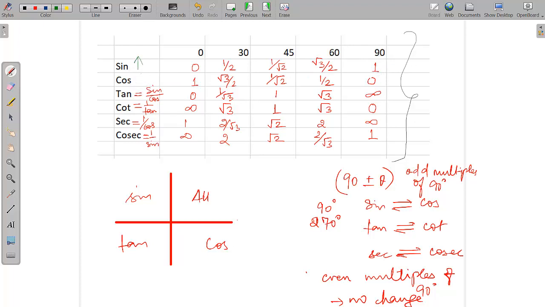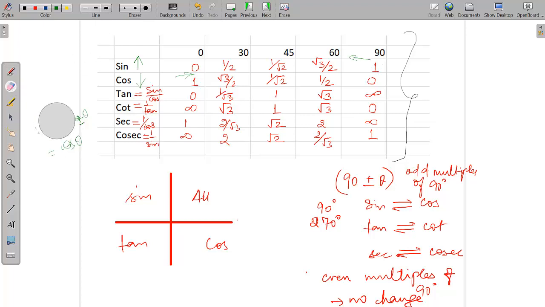Opposite to that, cos will be decreasing in the first quadrant. So cos starts from the opposite of sine at 90: 1, root 3 by 2, 1 by root 2, 1 by 2, and 0. You can also see that you can reverse this order, and if you reverse the sine order you will get the cos order. So that means sine and cos are actually complementary. So sine of 90 minus theta will give you cos theta.